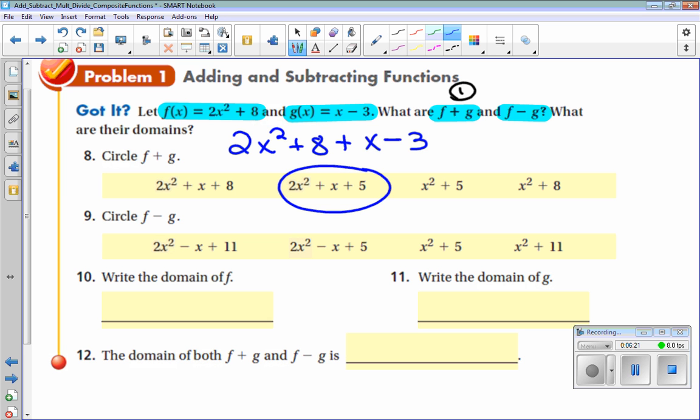But when I subtract functions, 8 minus 3 is 5. I just combine like terms. The 8 and the negative 3 are the two terms I can combine. I cannot add an x squared to an x, so those stayed. But I can add the 8 and the negative 3.